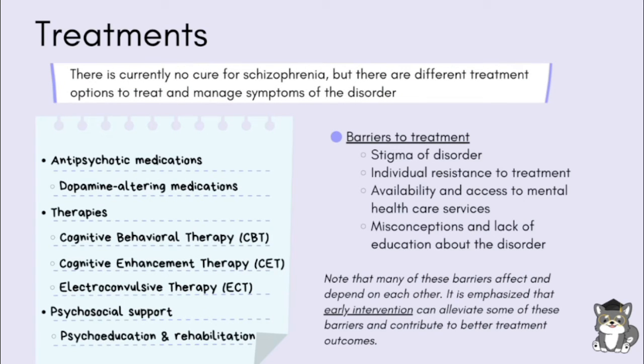And just as there's no pinpointed cause for schizophrenia, there's also no current known cure for the disorder. But there are, however, different treatment options that an individual living with schizophrenia can use to help manage their symptoms. Antipsychotic medications and dopamine-altering medications are drugs that can help treat psychotic symptoms of schizophrenia. And outside of medications, several therapies are also encouraged for treatment.